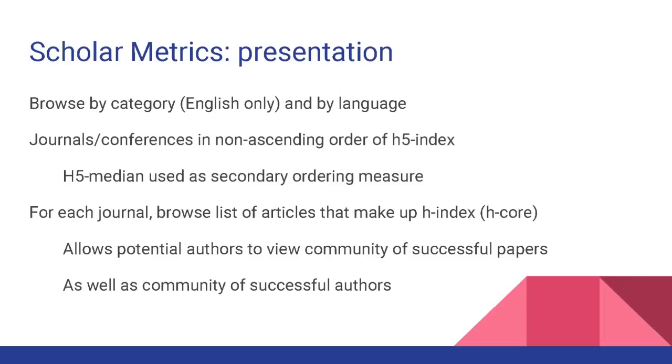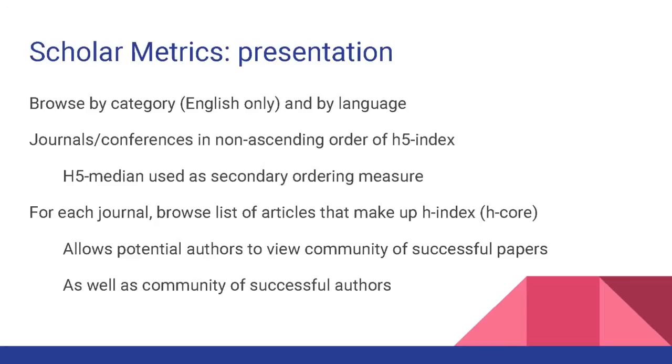Cybermetrics presentation is by category and by language. By category is for English journals only, and by language elsewhere. The journals and conferences are presented in the order of H5-Index, with H5 median being used as the secondary ordering measure. For each journal, we present the list of articles that make up that H-index, that are the witnesses, saying here is the list of articles that the H-index comprises.